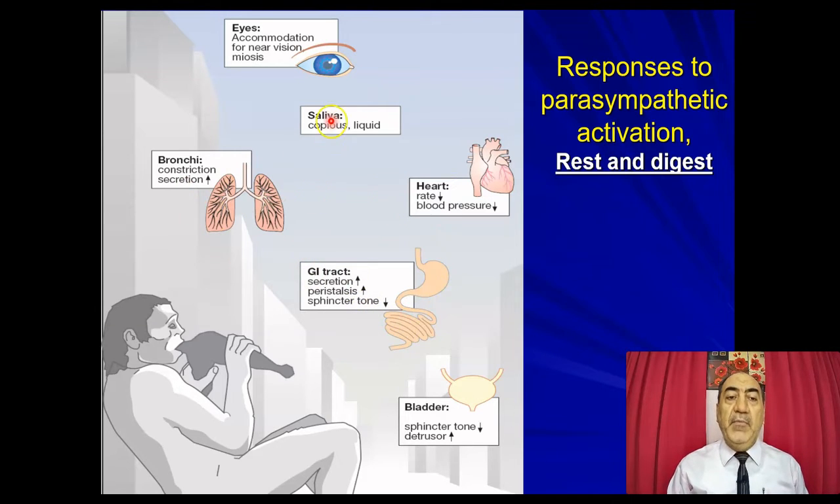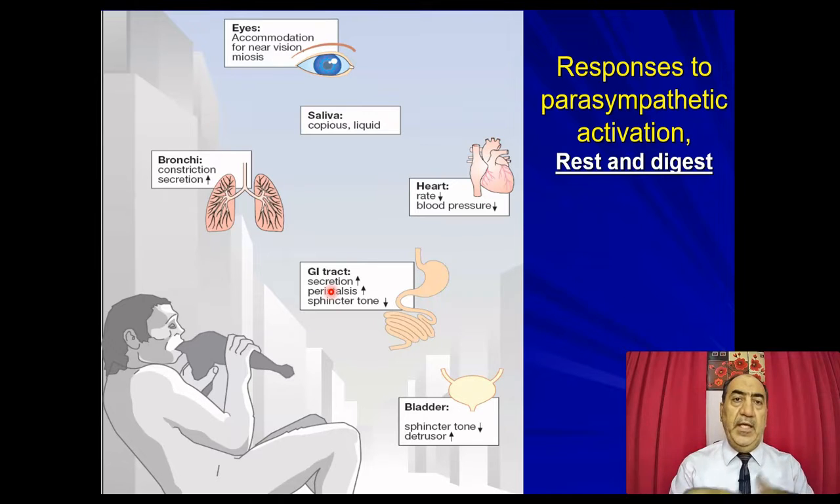So here, the salivary secretion increases, copious, in large amount, and it's watery. The GI tract secretion will increase. Peristaltic movement will increase. The motility will increase, and sphincter tone will decrease. This will lead to efficient digestion. The digestion will be very efficient because the GI secretions will increase.